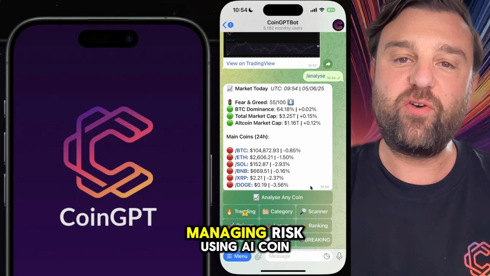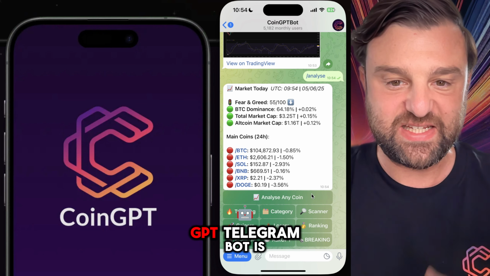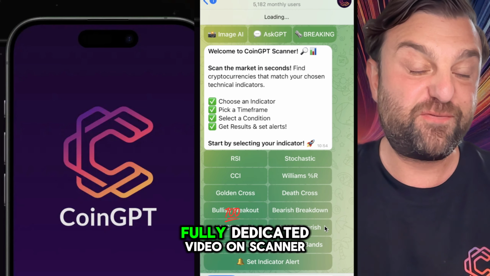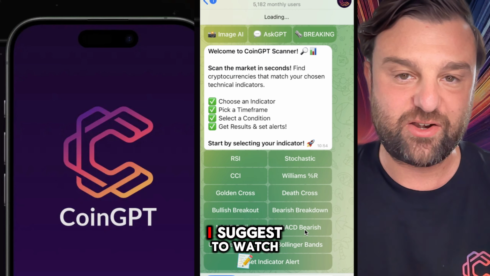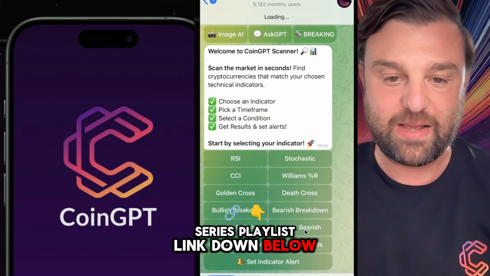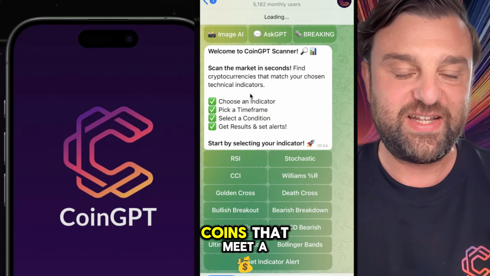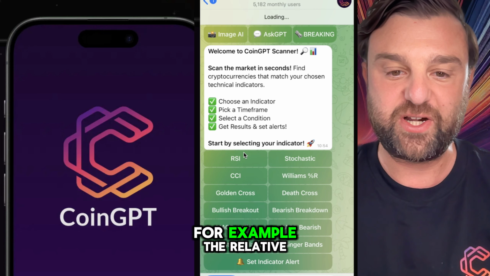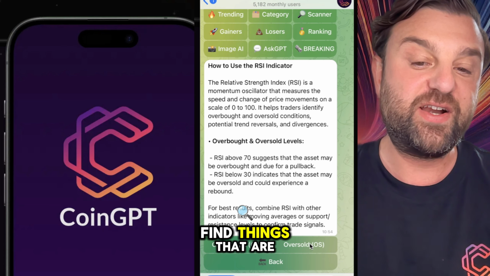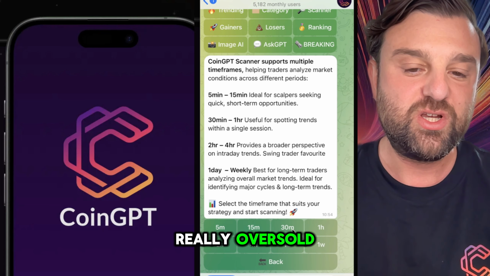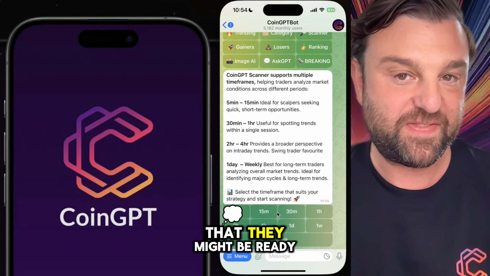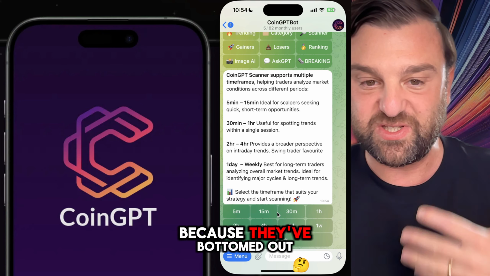Another great way of managing risk using the AI CoinGPT Telegram bot is by using the scanner feature. Now I have a fully dedicated video on scanner. I suggest to watch this, be part of the series, playlist link down below. But we can find coins that meet a certain condition. For example, the relative strength index, the RSI. If we wanted to find things that are really oversold on a different time frame, that would give a good indication that they might be ready to pump because they've bottomed out.